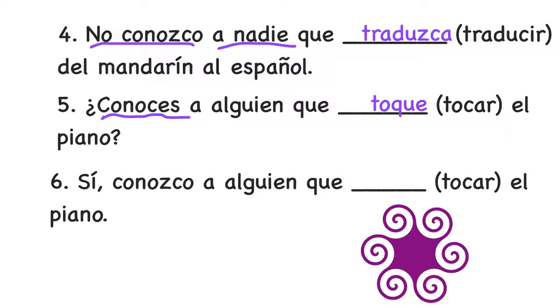Do you know someone who plays the piano? Okay, sí. Conozco a alguien. We have conozco too, but in this particular sentence, we are answering the question before in the affirmative. When the answer is in the affirmative, you're going to use the indicative. Sí, conozco a alguien que toca el piano.